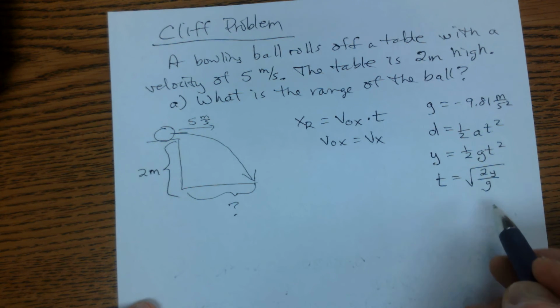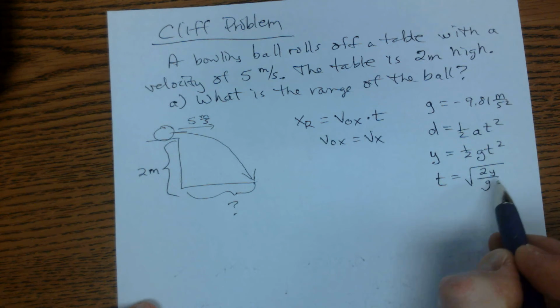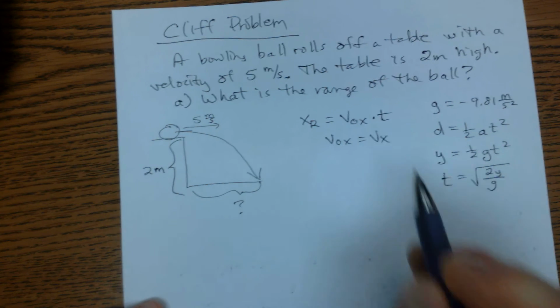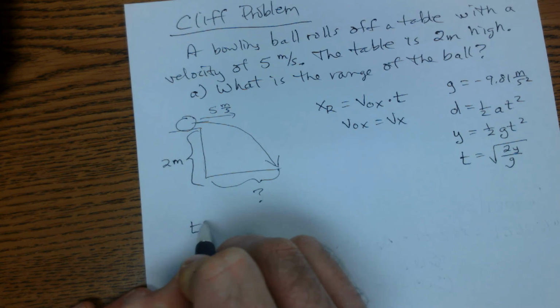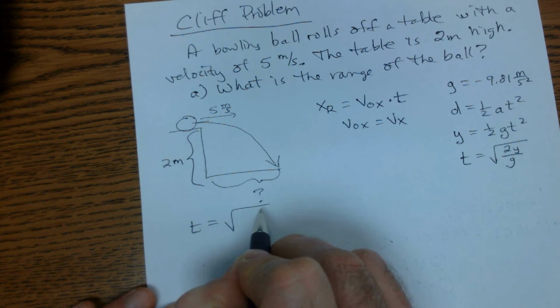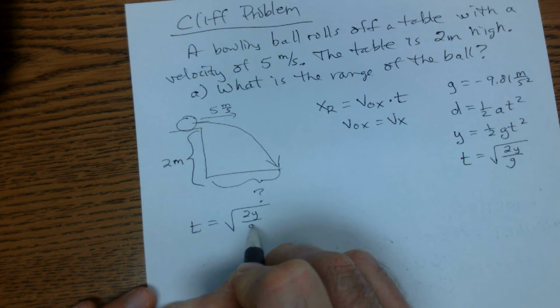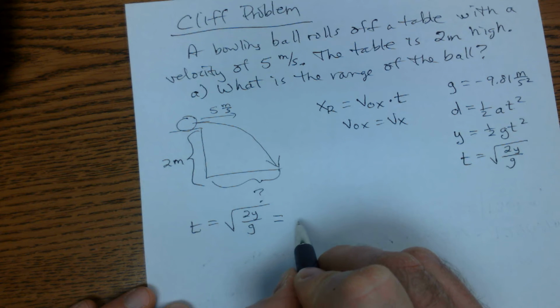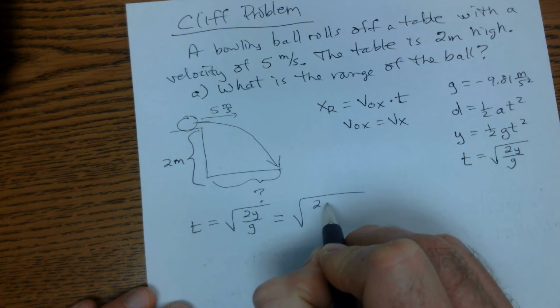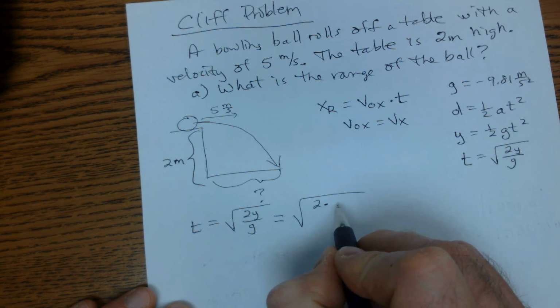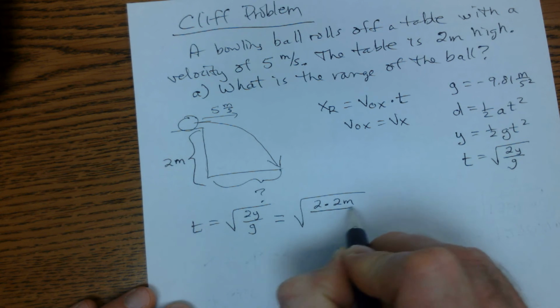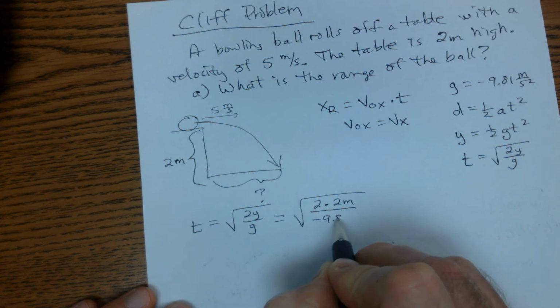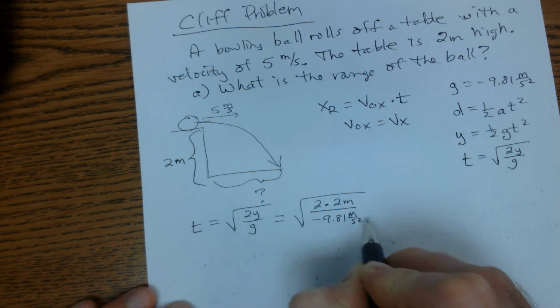Now, we can go ahead and do the time if we'd like, or we could substitute this whole thing into that formula. Let's go ahead and do the time separately. Time is equal to the square root of 2 times y over g. And what we're going to get is 2 times 2 meters over negative 9.81 meters per second squared.